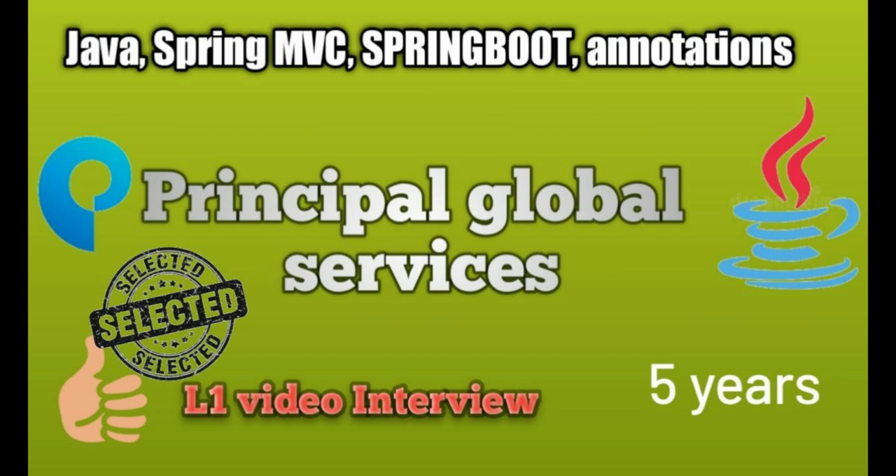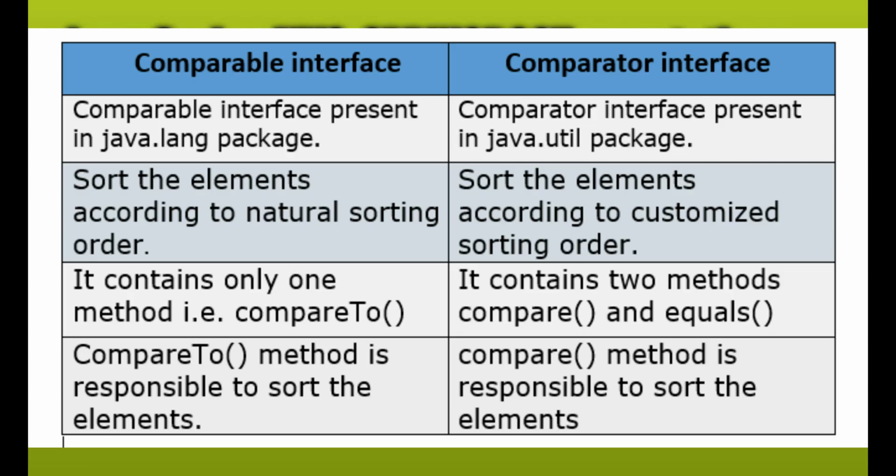Okay. What is the difference between Comparable and Comparator? Both are interfaces. With Comparable, we can use a single sorting sequence. We have to implement the Comparable interface, and it will affect the original class. We can only have a single sorting sequence. For example, we have an Employee class. We can sort based on only one field.